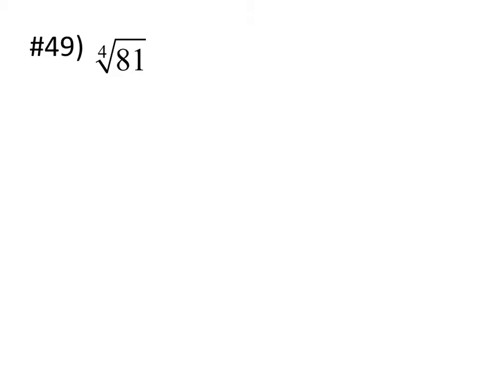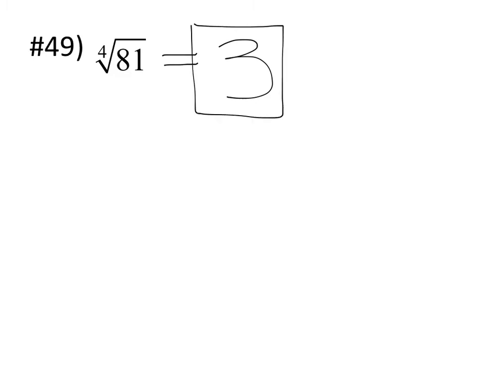So here we have the 4th root of 81. So what times itself times itself times itself gives you 81? So you know it's going to be a pretty low number. 3 times itself is 9, times itself is 27, times itself is 81.